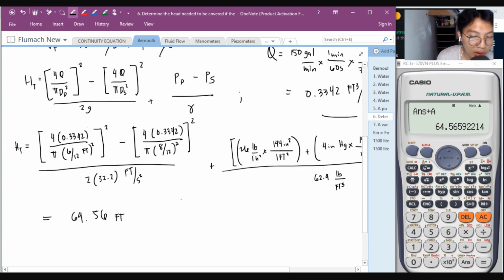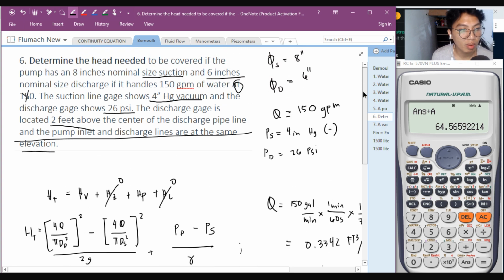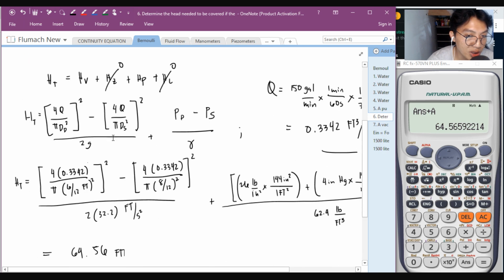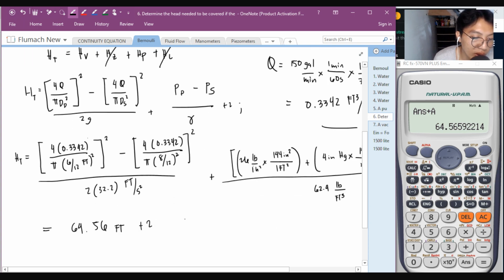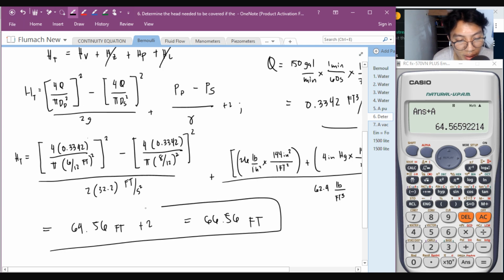feet. May kulang pa ba tayo? Wala na ata. Okay na yan. May nilagay ba dyan? 2 feet above the pump center, the discharge pipe and the pipe inlet are at the same elevation. The discharge gauge is 2 feet above the center of the discharge pipeline. So, plus 2 pa pala to. Plus 2. Okay? Equal to 66.56 feet. Yan. Hindi ko nasamahan ng 2. Plus 2. Ayan.